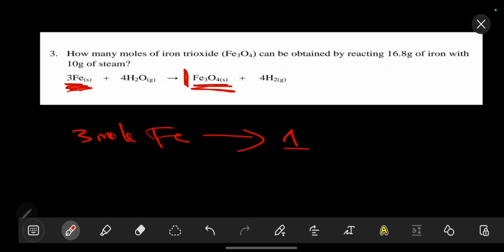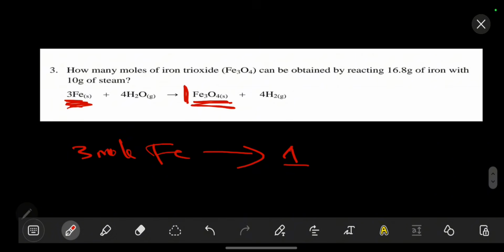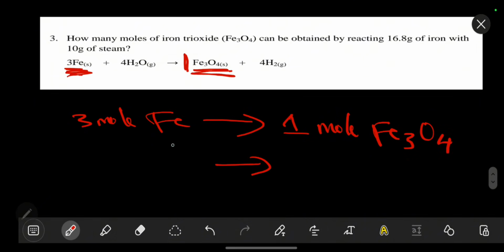That's the quantitative part. You should watch the previous video if you do not know how to do this. So 1 mole of Fe3O4. Then what if you have 0.3008 moles of iron? You only compare with the limiting reagent because it's the one that will cause the reaction to stop.